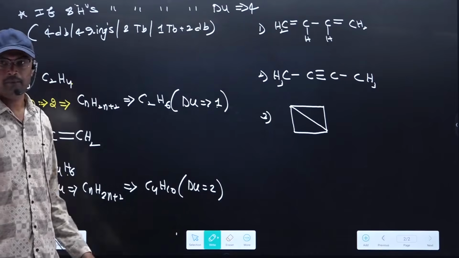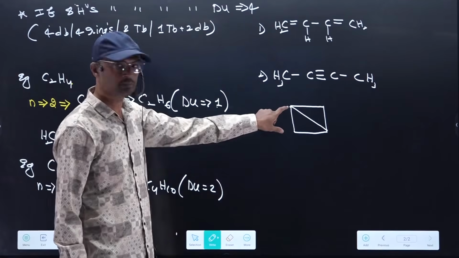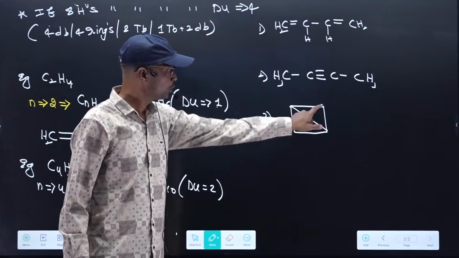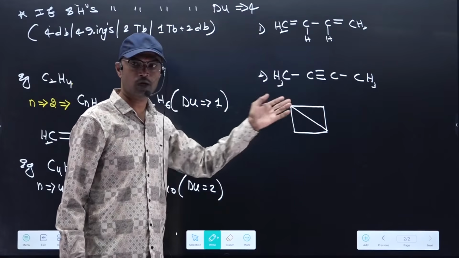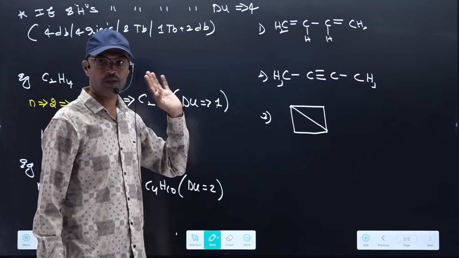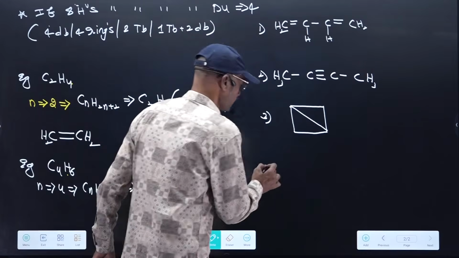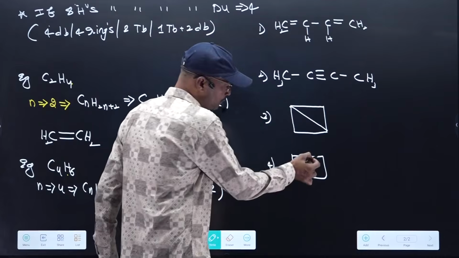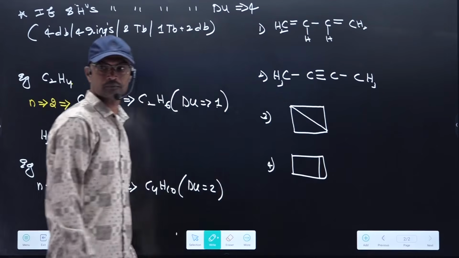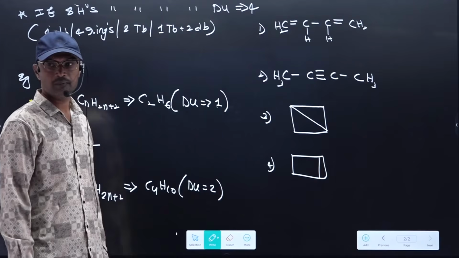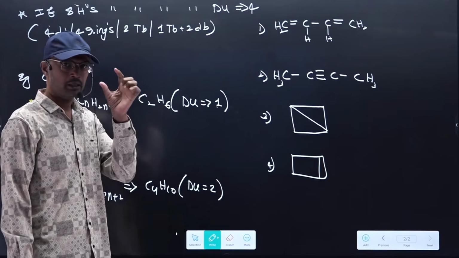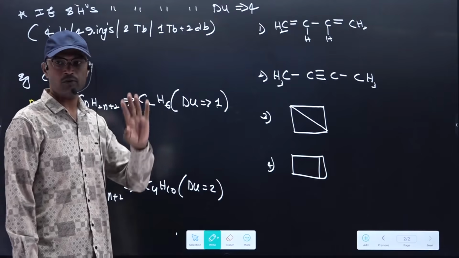See the formula. Here, how many carbons? Hydrogens? 1, 1. Here, 2, 2. 2, 4, 5, 6. 4 carbons. C4H6. One ring, one double bond. Possible? This is one ring. One double bond. Can I write one double bond here anywhere? Formula matching, see? No need to check. If you know that number clearly, automatically the molecular formula will match.